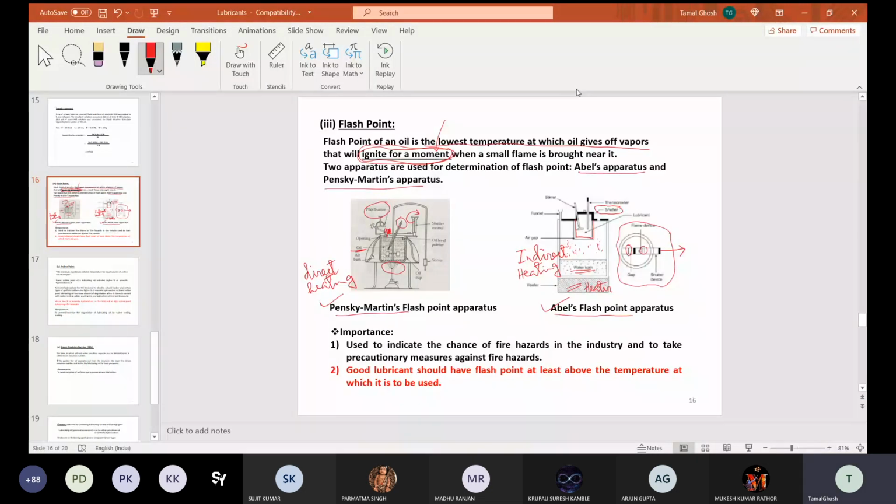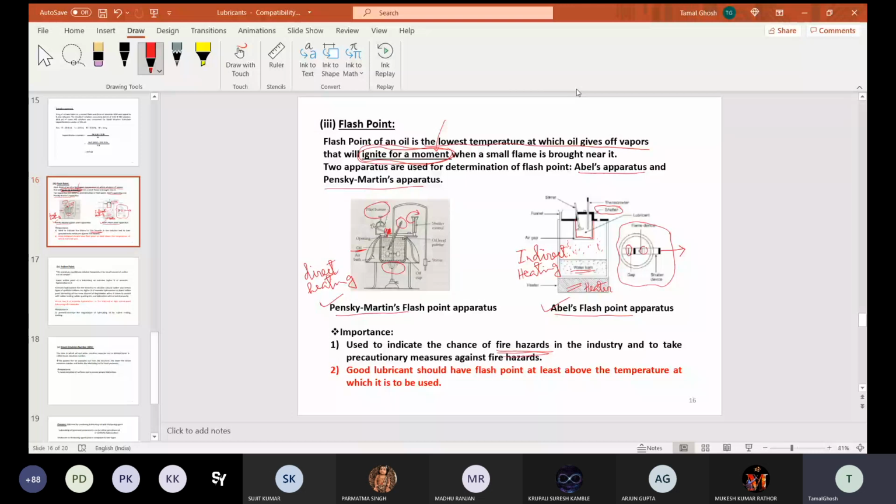Now, what is the importance? The importance is that flash point is used to indicate the chance of fire hazards or fire accidents. In industry, we can get the help of flash point to indicate whether there is a chance of fire accidents or not.